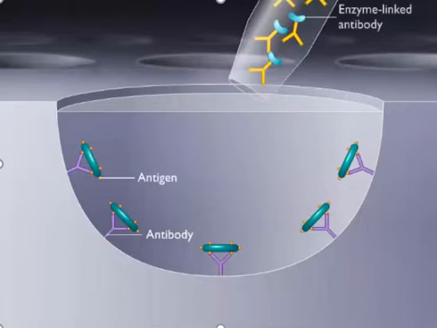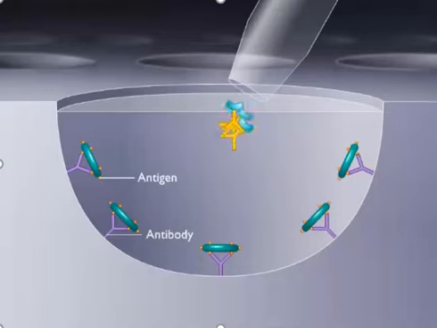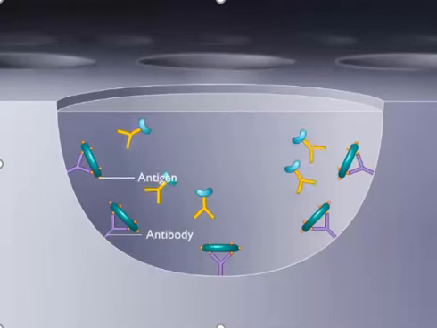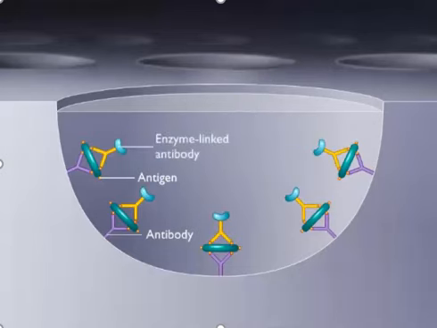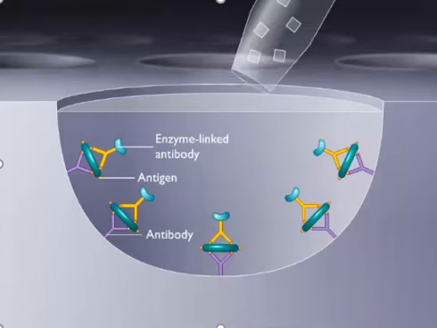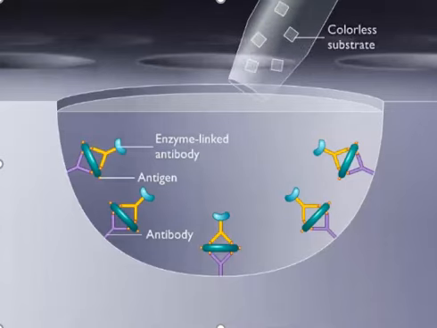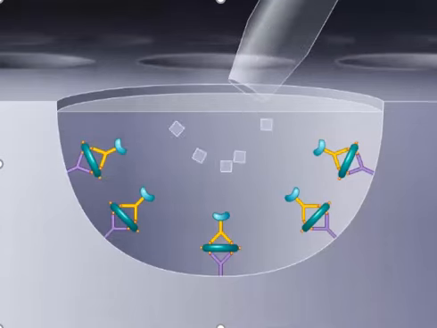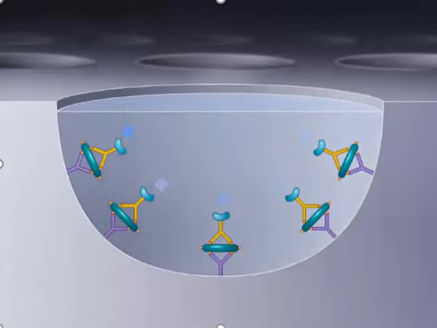Next, an enzyme-linked antibody that can react with the antigen is added. If antigen is present in the well, the enzyme-linked antibody binds to it and is retained. The colorless substrate for the enzyme is then added. Development of color indicates the presence of the antigen.